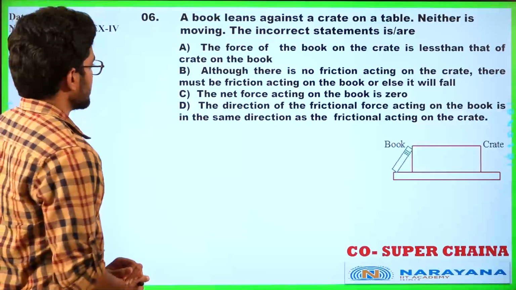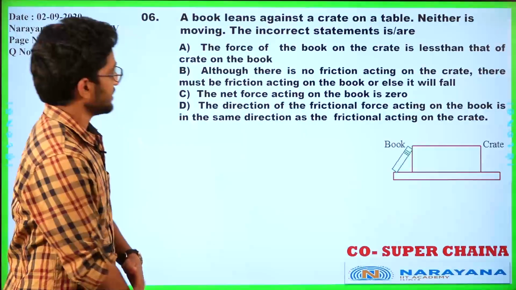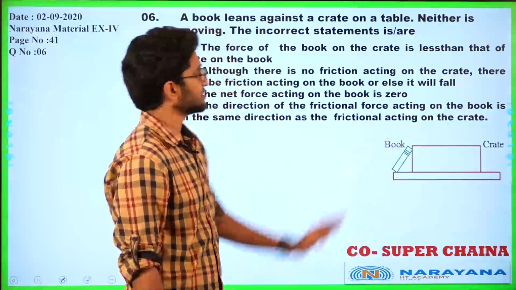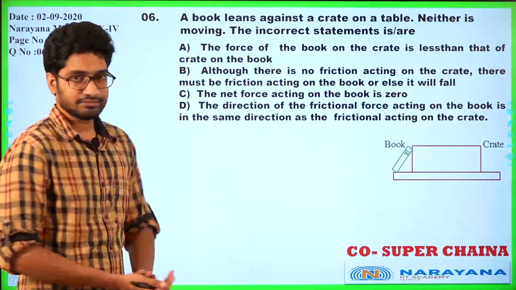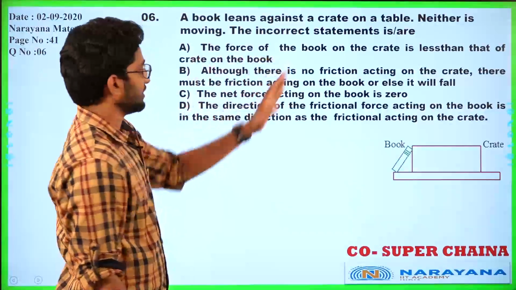Yeah, so there are some statements given and a situation is given here. A book leans against a crate on a table, so against some box, some crate, and neither of them is moving. None of them are moving, so both are in equilibrium. Then the incorrect statements are.